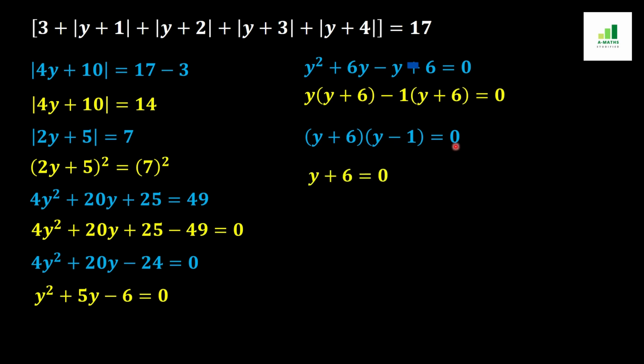In the next step we take y + 6 equal to 0, and this plus 6 will move to the other side of the equation and convert to minus 6. Now we take y − 1 equal to 0, and this 1 will move to the other side of the equation and we will get the value y = 1.